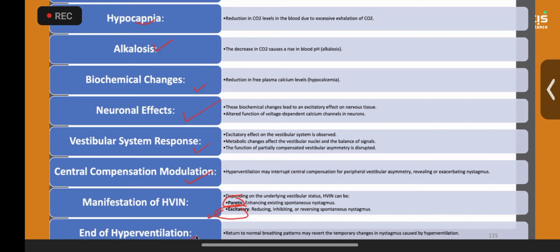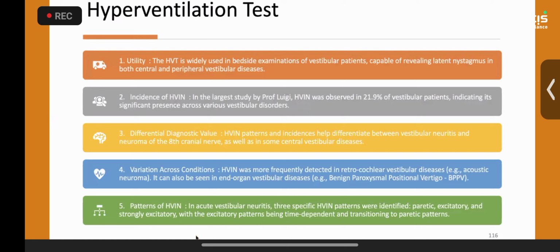And again, the hyperventilation induced nystagmus can convert to spontaneous, either spontaneous nystagmus or no nystagmus. Then the hyperventilation test is useful.